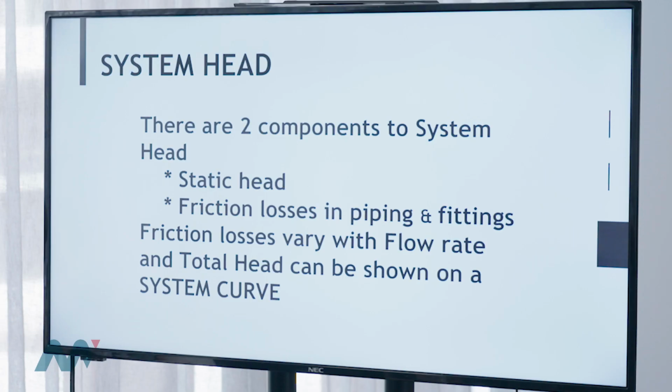There are two components of the system resistance that we need to know about. The first one is static head, and that exists at zero flow. And that's just the difference between the surface level on the suction side and the surface level on the discharge side. And you can measure that, or you can calculate it. The second component is the friction losses in pipes, valves, and other pieces of equipment that might be in the flow circuit. That could be a chiller, it could be a heat exchanger, and so on.